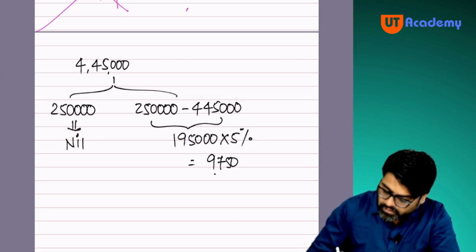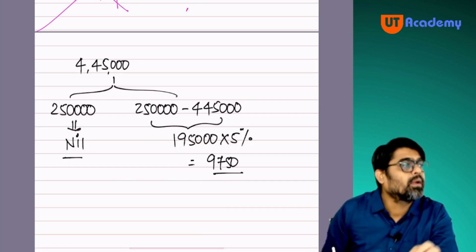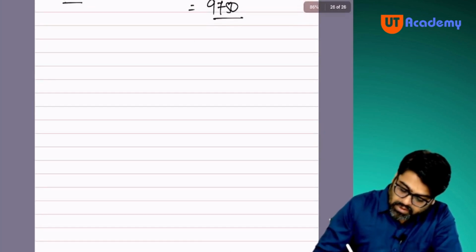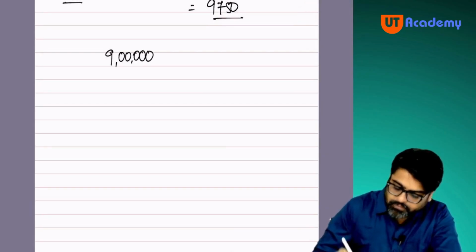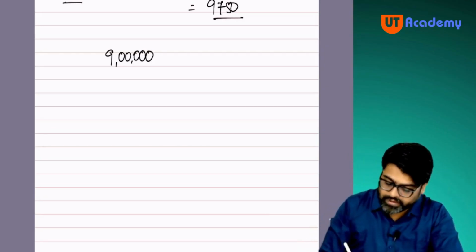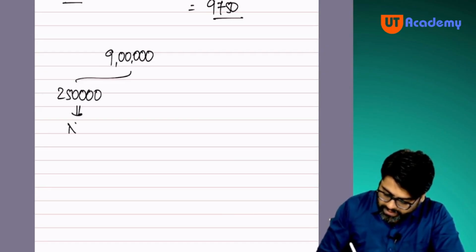9,000. So 9,750 plus nil. Total tax will be. Got it, everyone? Now, for example, if my total income is 9 lakhs, possible, not possible? So, if my total income is 9 lakh, on the first 2,50,000, will I pay any tax? So, there will be no tax, nil.